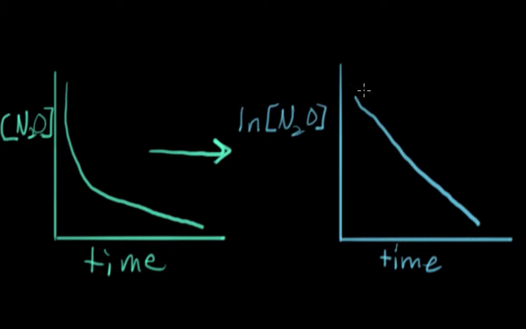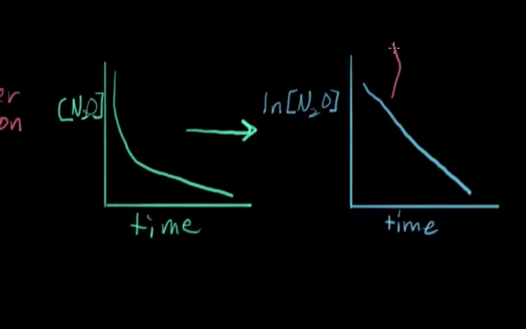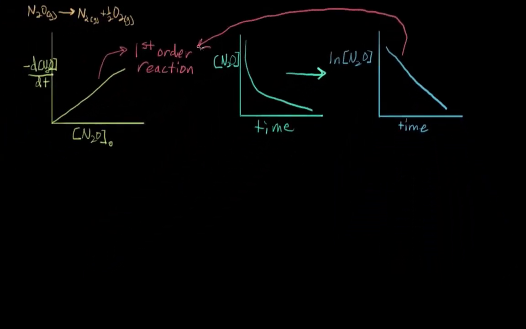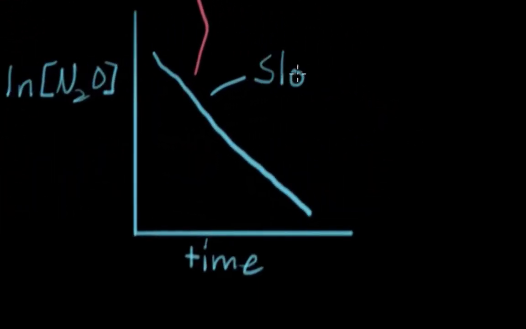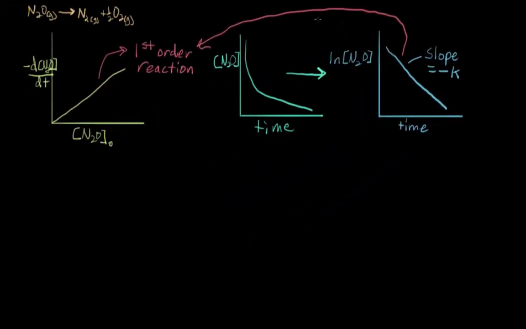And so if we get a straight line from comparing the natural log of N2O gas, or the natural log of our reactant really, to the time that has passed, this is also consistent with first order kinetics. And not only that, but we can also find that the slope of this line is equal to the negative of our rate constant, or reaction constant k. So two pieces of information, and these are two different ways that we could determine that this is a first order reaction based on experimental data.